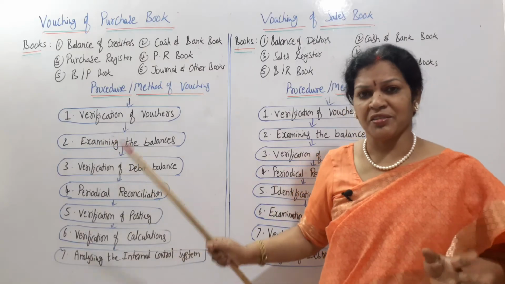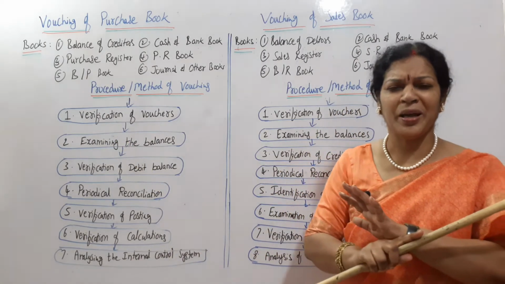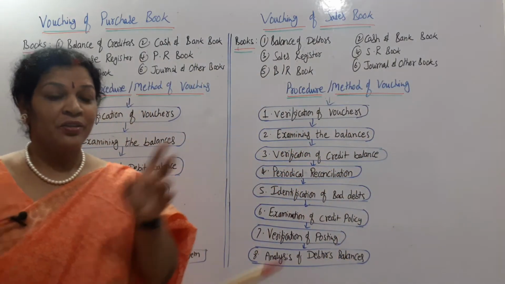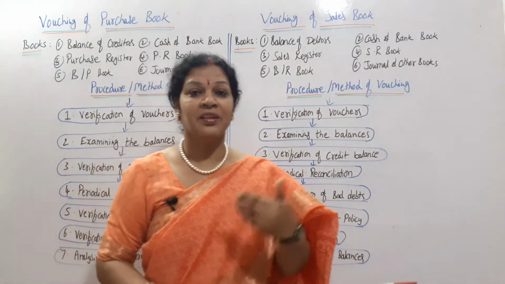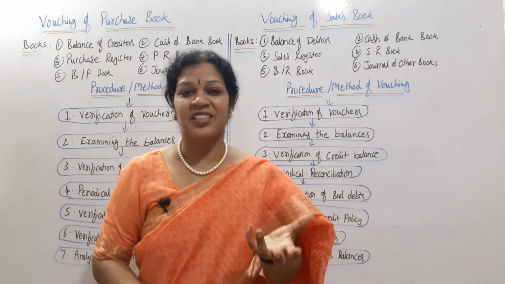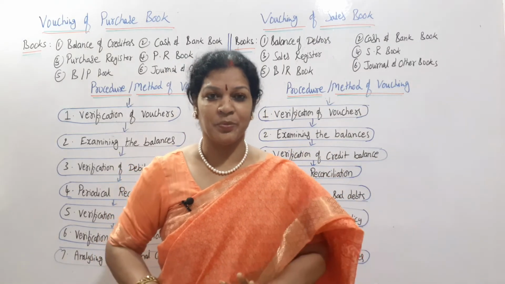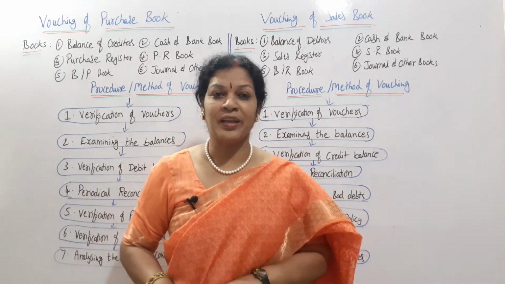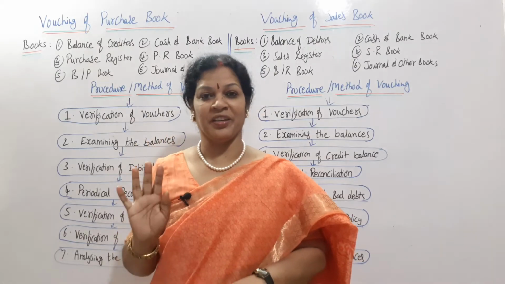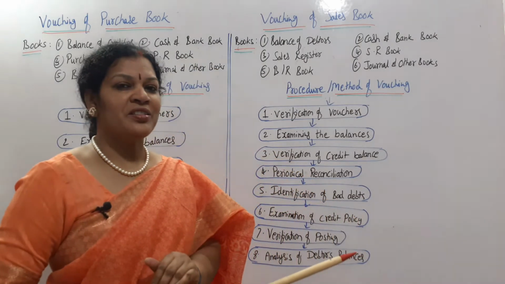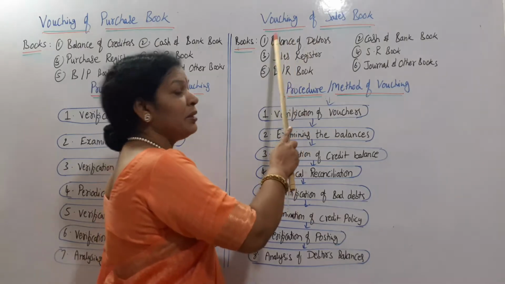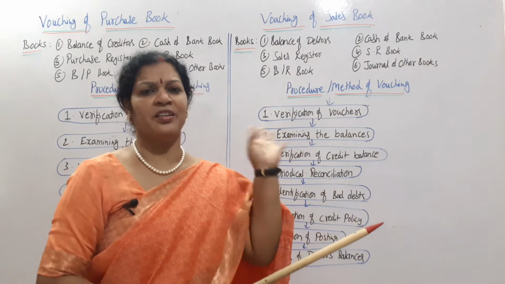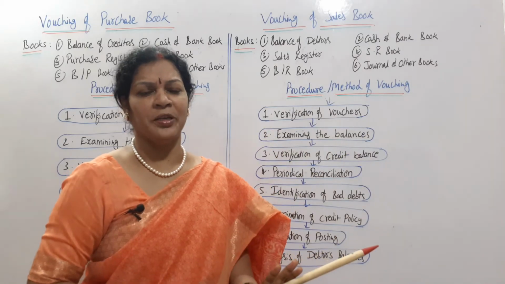If you understand this, vouching of sales book is damn easy. It's damn easy. See, now, sales book. Sales book means credit sales. When you are selling goods on credit basis, you are going to enter into the sales book. If it is a cash sale, it will be entered in the cash book. Okay. So now when you are selling goods on credit basis, then you have to be very careful about the vouching of the sales book. Any credit sales come in the sales book only.